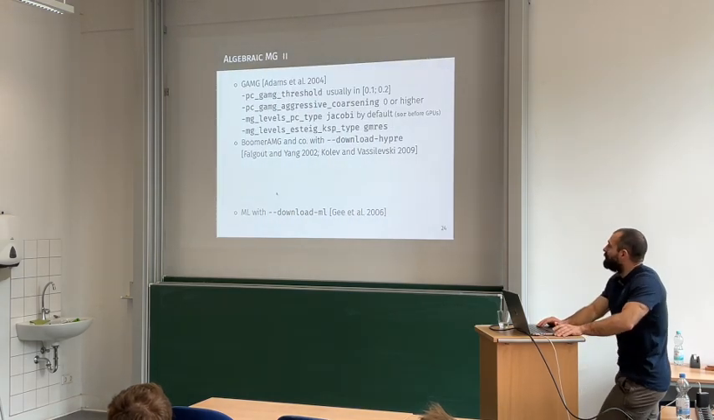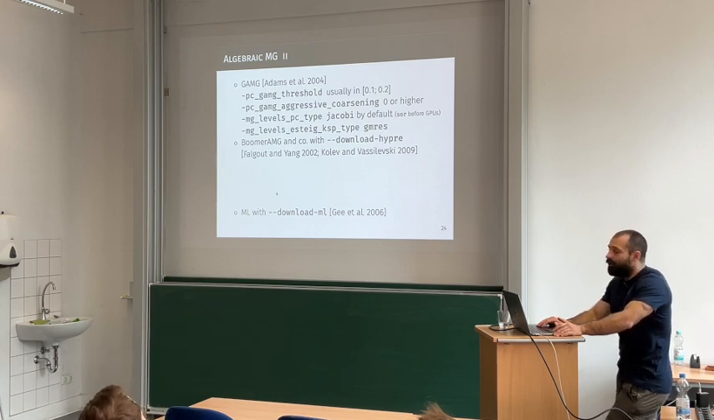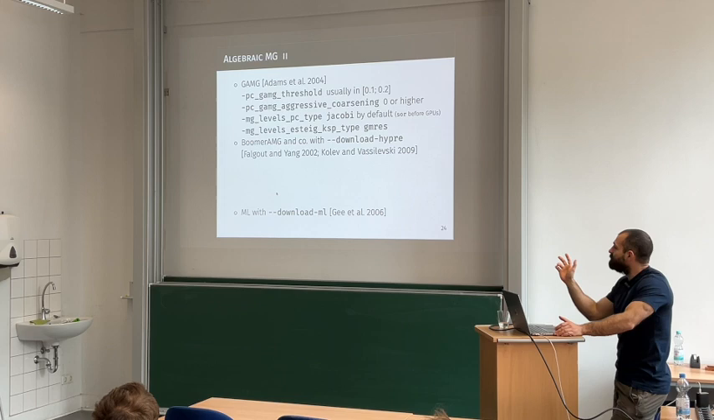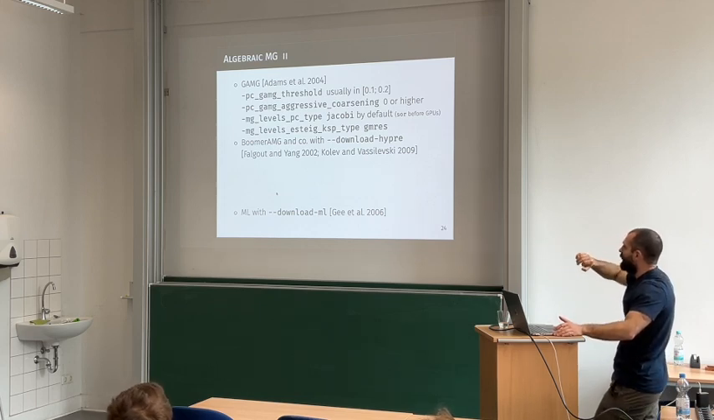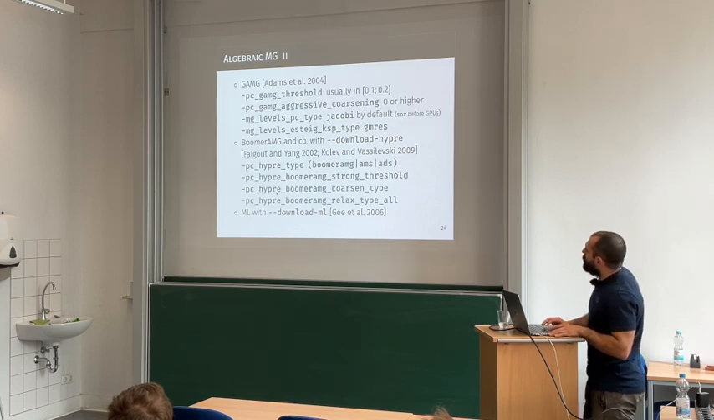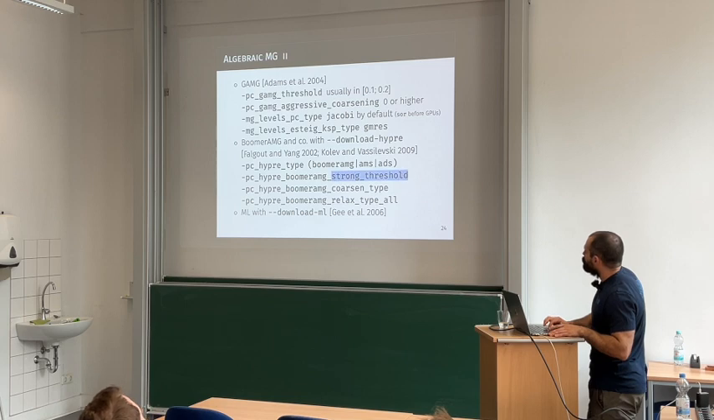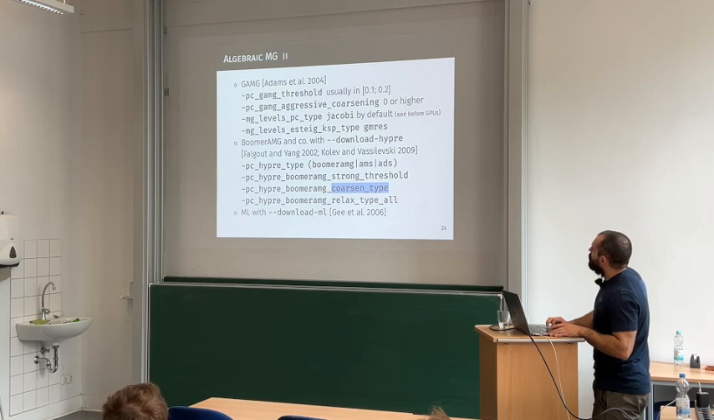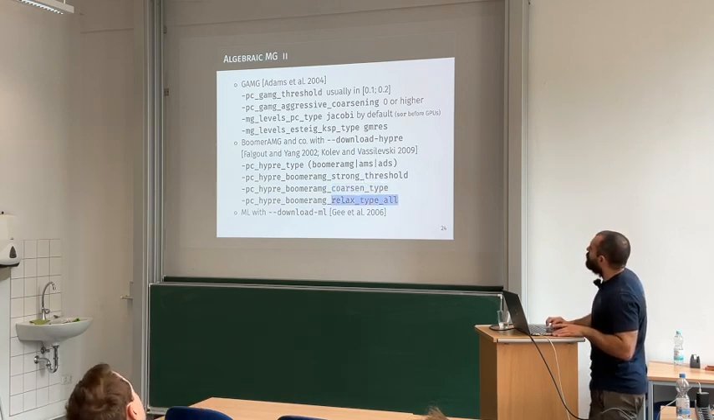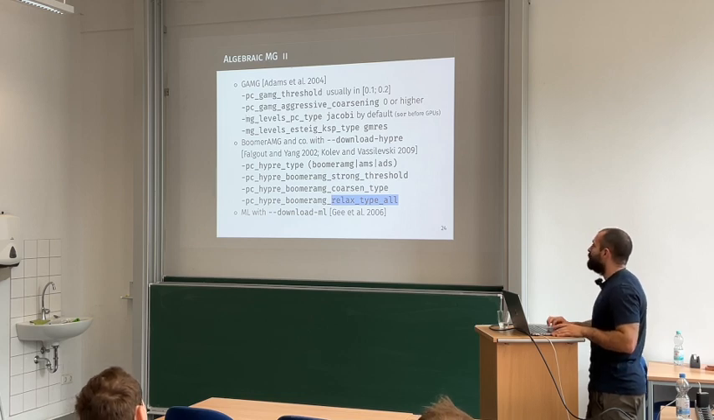Another preconditioner that can be used for algebraic multigrid is Boomer AMG, which is developed at Lawrence Livermore National Lab. So this one must be enabled. It's not done by default, and so it's enabled using the download hyper flag. And so, again, you have the same kind of parameter. So, for example, strong threshold is the equivalent of threshold for GMG. Coarsen type is a little bit more difficult. It's the way the hierarchy is built, and relax type all is the same as MG levels PC type.